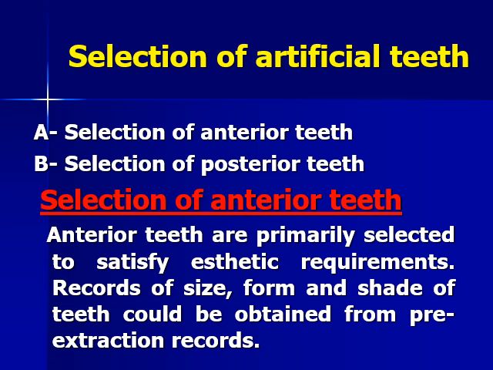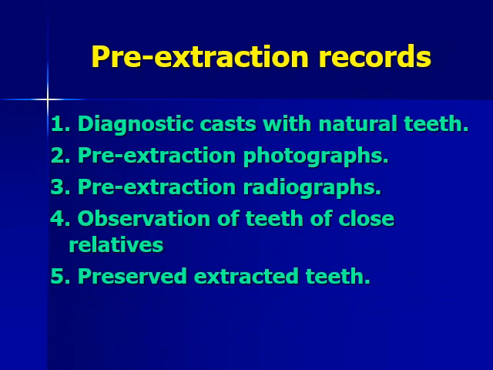We can achieve this by obtaining it from the pre-extraction record or without a pre-extraction record. Now we explain these two parts. For the pre-extraction record, this means that we have a record from the patient before extraction of teeth, and this includes diagnostic casts with natural teeth. It means that before extraction of the teeth, the patient has previous casts with teeth. This can help us obtain the form and the size of the teeth, but the shade cannot be obtained because it is a cast, not natural teeth.